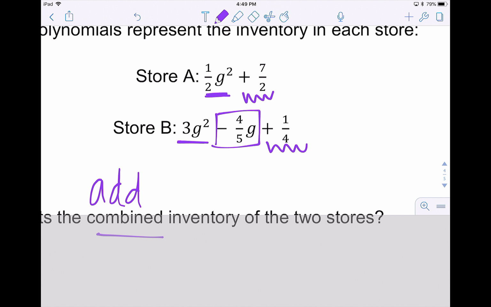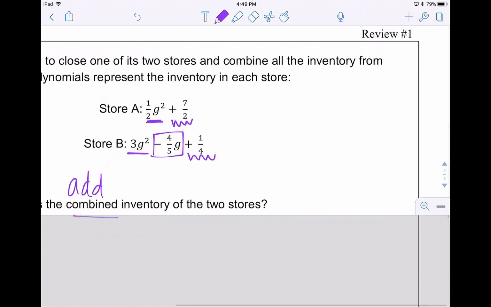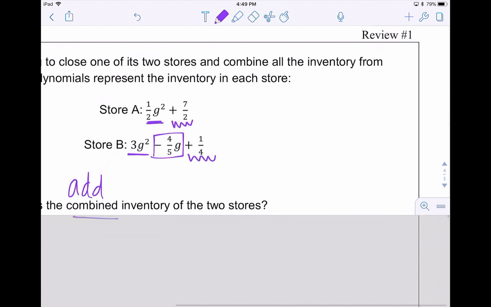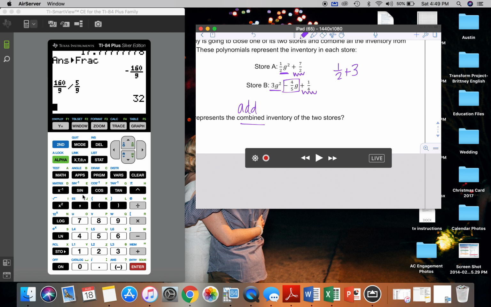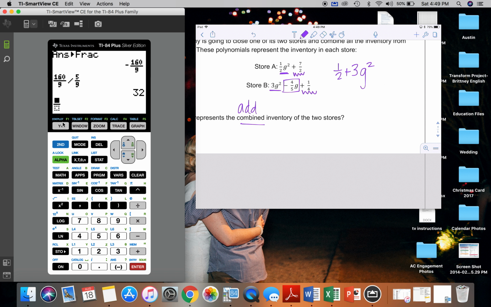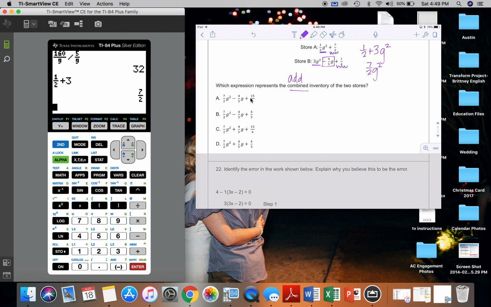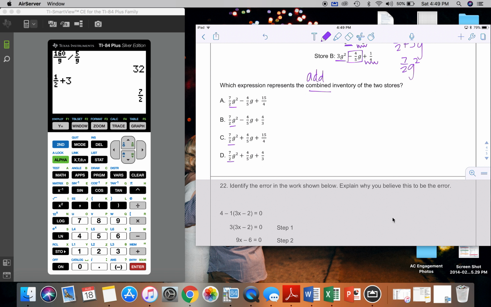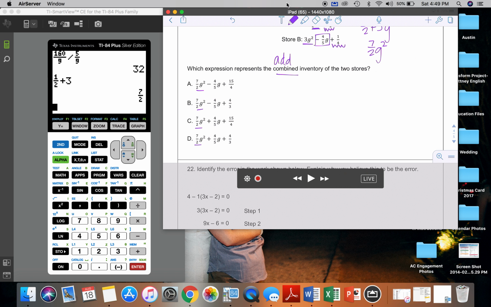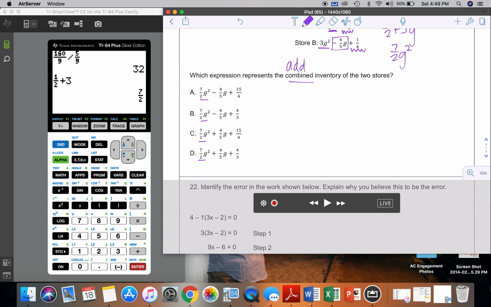So when I add, remember I'm combining like terms, so my g squareds, I have 1/2 and 3 g squareds. So in my calculator, I can add 1/2 plus 3, and it tells me I have 7/2 g squareds. If I look at my answer choices, all of my g squareds have 7/2, so I need to keep going, or keep looking for an answer. I can't immediately find an answer through that.